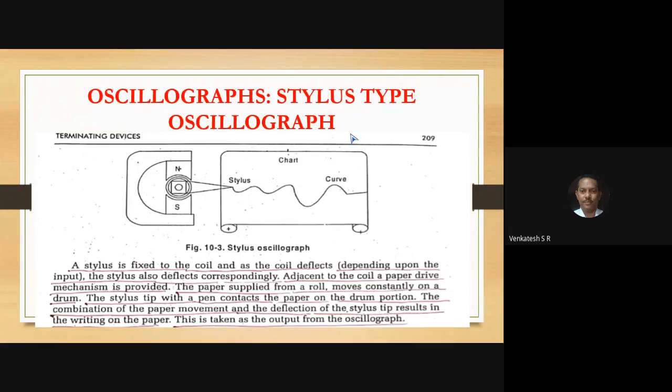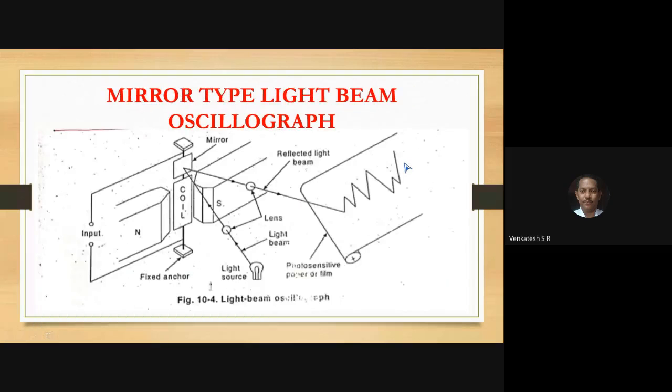List the applications. Next, come to the point. In your syllabus, you have two types of oscillographs. One is the stylus type of oscillograph. The other one is the mirror type of light beam oscillograph.